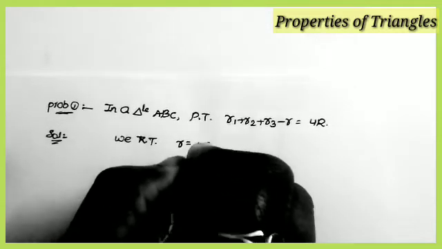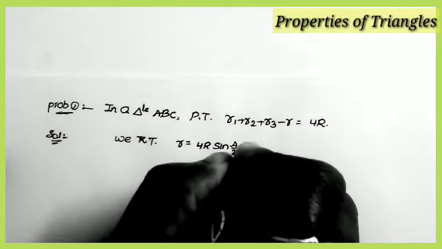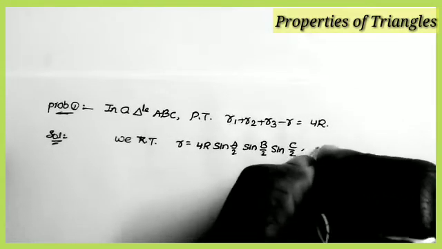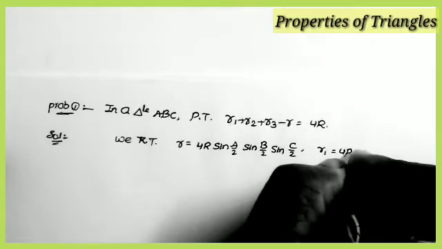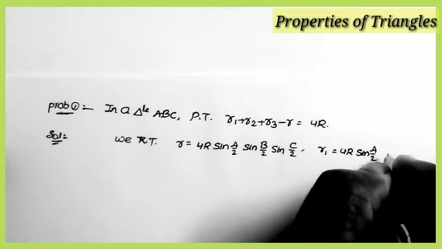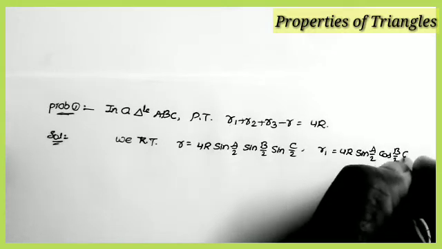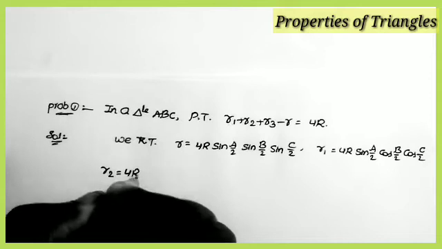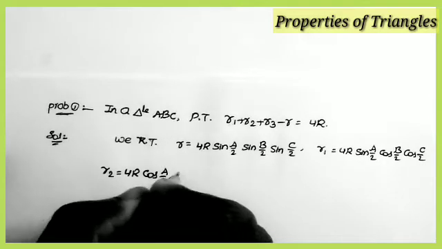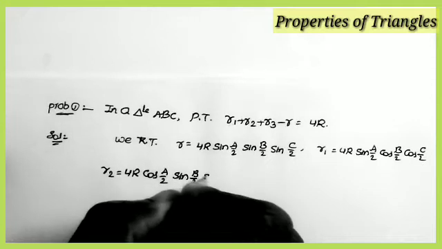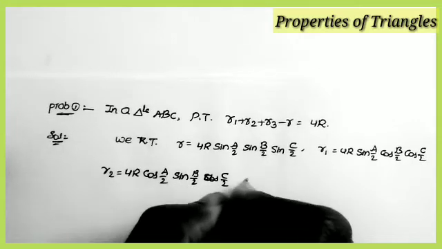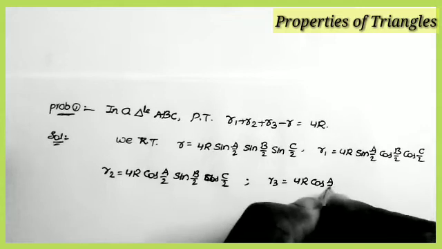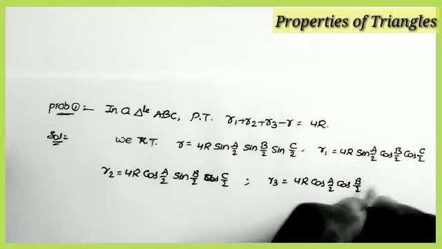What is our formula? R is equal to 4R sin A by 2 sin B by 2 sin C by 2. And what is R1? R1 is 4R sin A by 2 cos B by 2 cos C by 2. The first term is the sin function and the remaining two are cos functions. R2 is equal to 4R cos A by 2 sin B by 2 cos C by 2. The middle one is the sin function and the remaining two are cos functions. And R3 is equal to 4R cos A by 2 cos B by 2 sin C by 2. These are the four formulas.